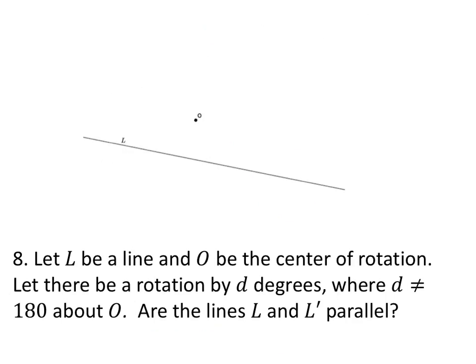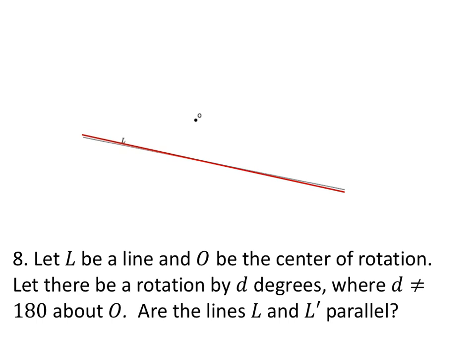All right, let line L be a line and O be the center of rotation. We're going to rotate line L where D is not 180 degrees. Okay, just rotate it so it's not 180 degrees. And then we need to figure out if the two lines are parallel. All right, let's see if we can rotate this line. All right. This didn't say which direction, so we could rotate it this way if we wanted to, or we could rotate it this way. You get to choose on this one.